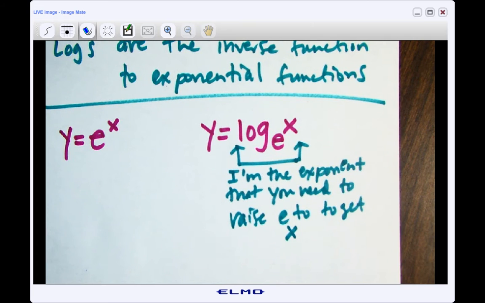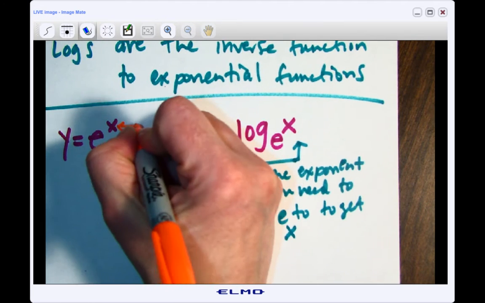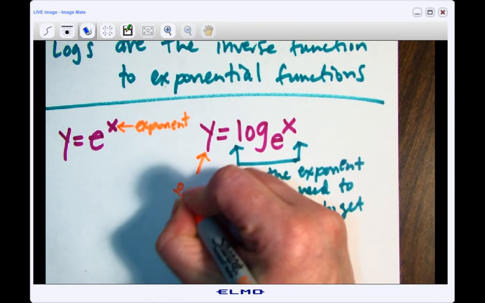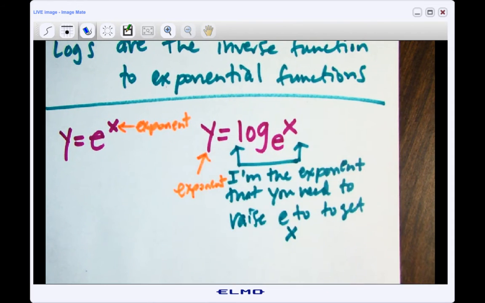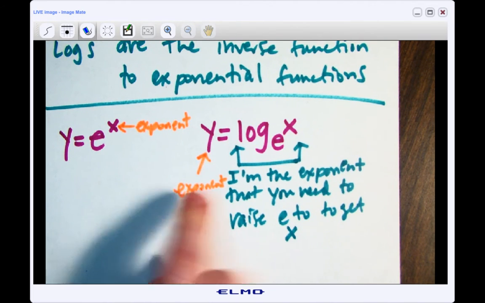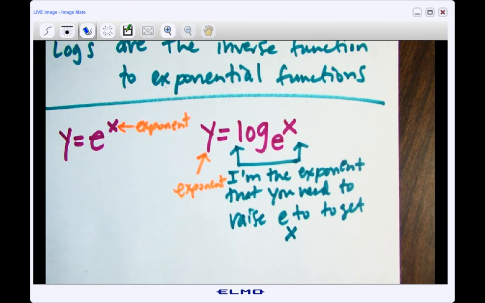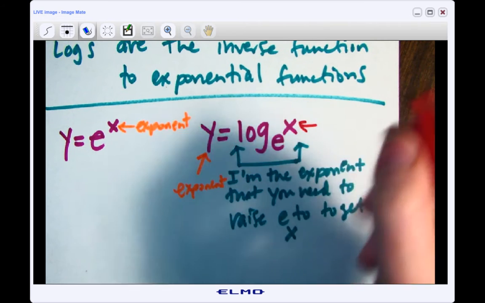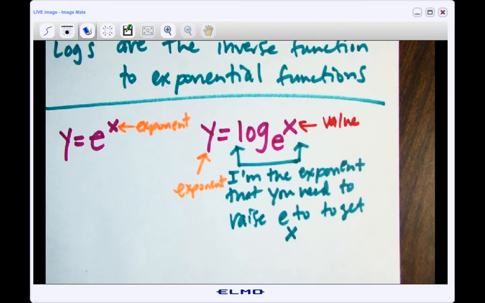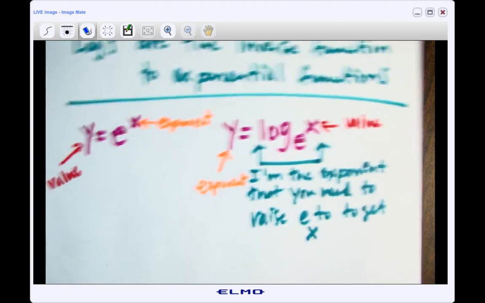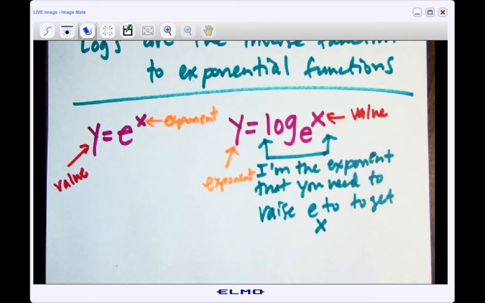All right, so take a look. This x is the exponent. And in this one, y is the exponent. Do you see how they've switched places? The input of this one is the output of this one. The exponent and the value have switched places in the expression, right? And over here, x is the value after you raise it to the power, and in this case, y is that value. So x and y have switched places. The input and the output have switched places. These guys are inverse functions, okay?